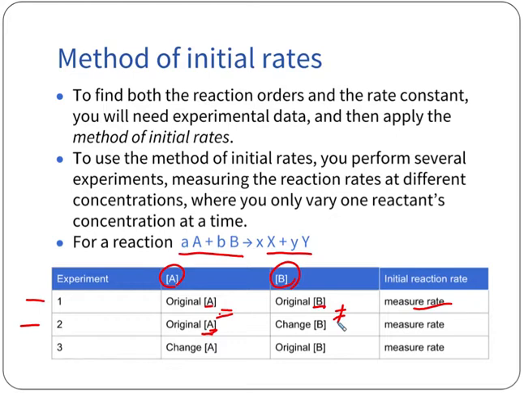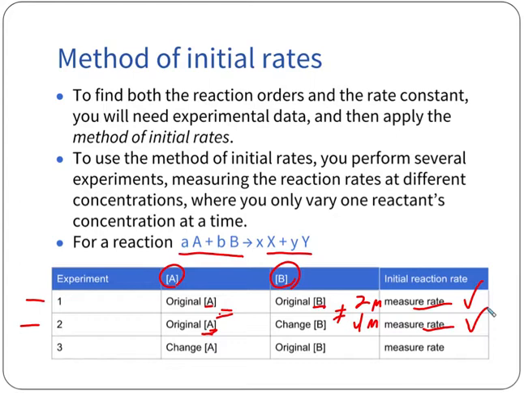I'm going to change B probably by doing something like doubling it, maybe tripling it. Hopefully a simple one. You can do it if it's more complex, but it makes it a little easier. If 2 was the original concentration, I'm going to make this one 4 molar like that. That'll make it really easy. And then I'm going to measure the rate again. So I'm going to get a different rate the second time, probably.